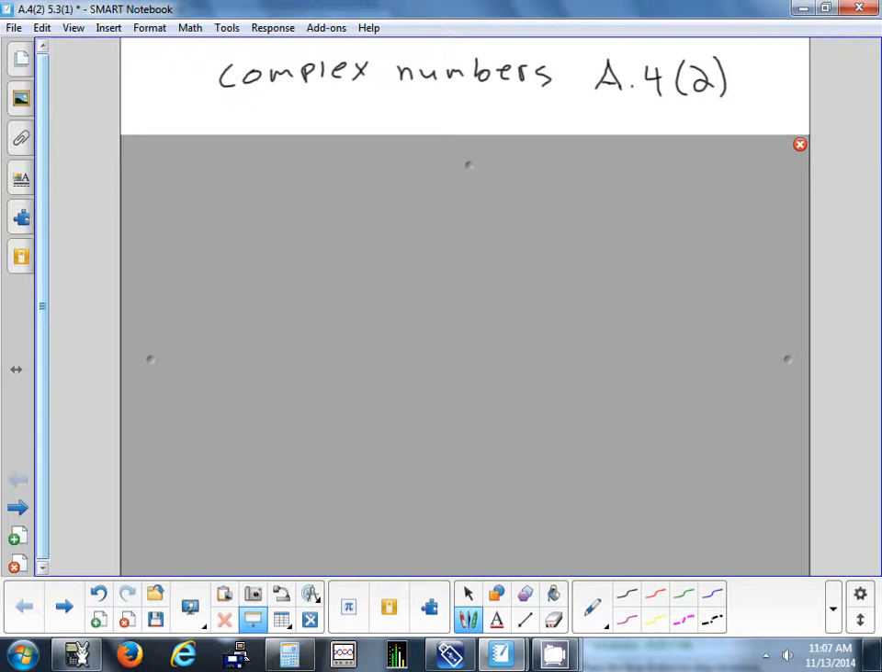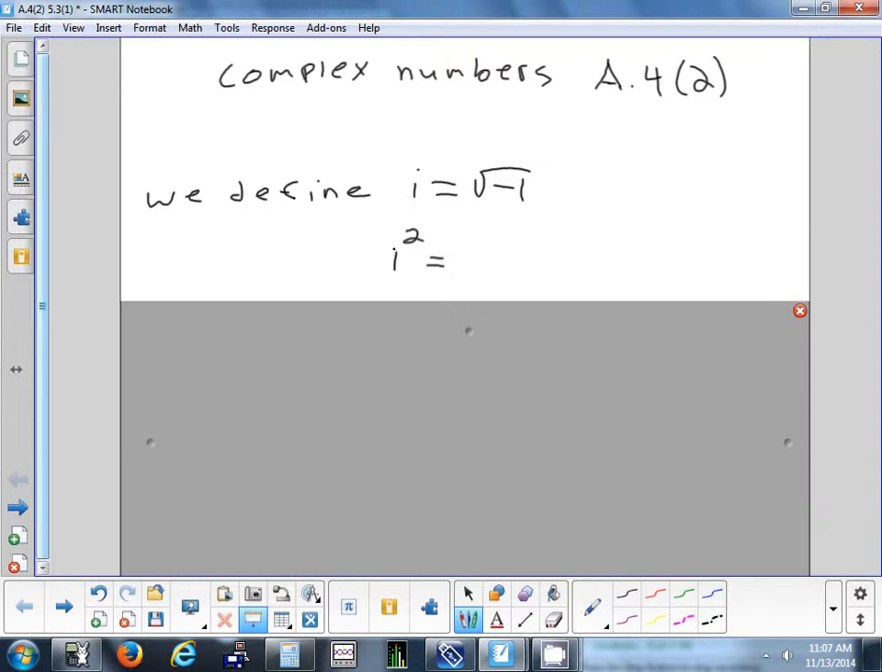All right, so we're going to finish up section A.4, the appendix in the back, looking at multiplying and dividing complex numbers. Okay, so yesterday we said that i is the square root of -1, and I think we already did this too. Anyone remember from yesterday, what is i squared? Yep, -1.